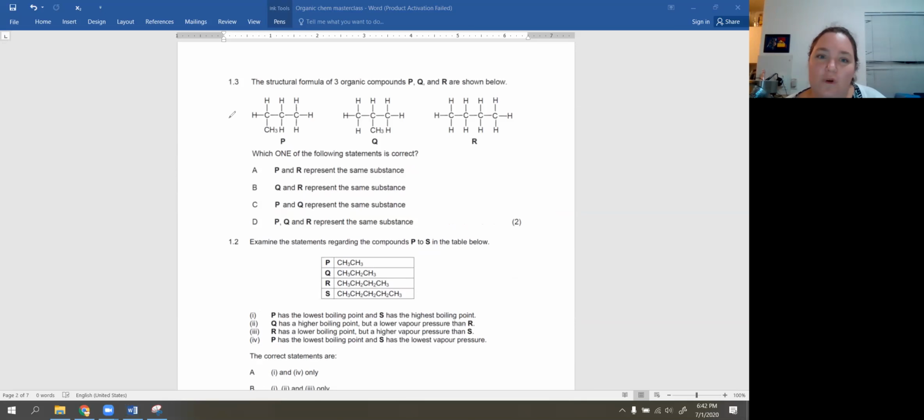Okay, so question 1.3 says the structural formula of three organic compounds P, Q, and R are shown below. Which one of the following statements is correct? So it looks like two of them may represent the same substance, or three of them may represent the same substance. Please look very carefully, very closely, and then decide on your answer.